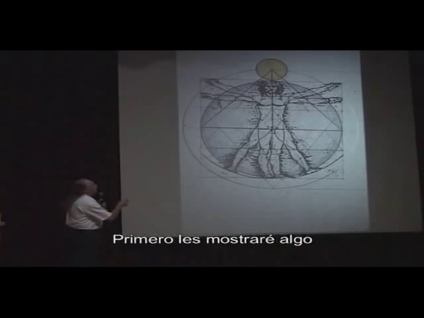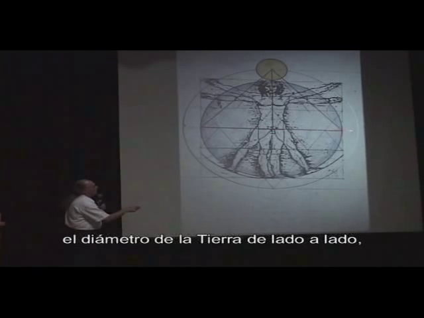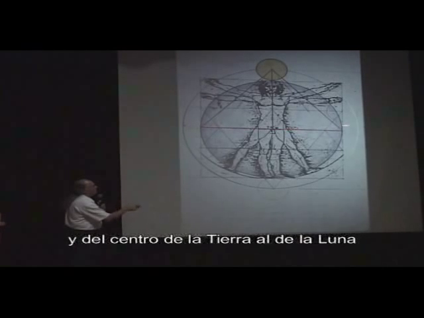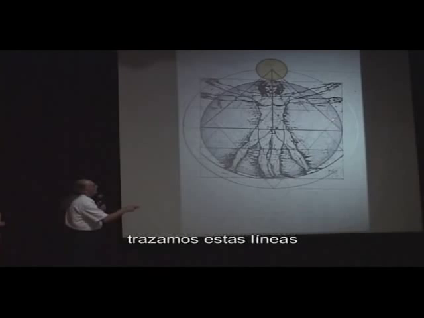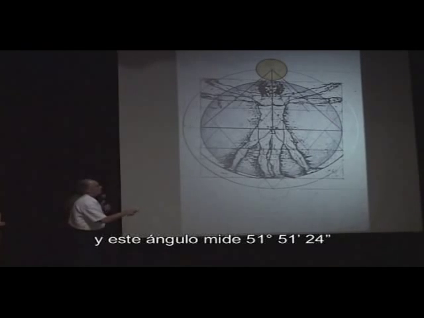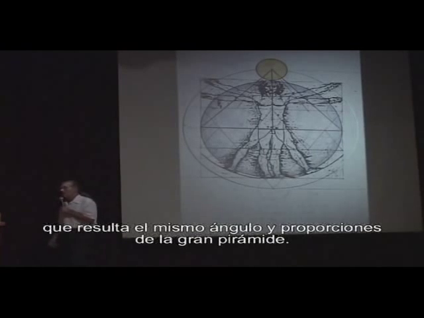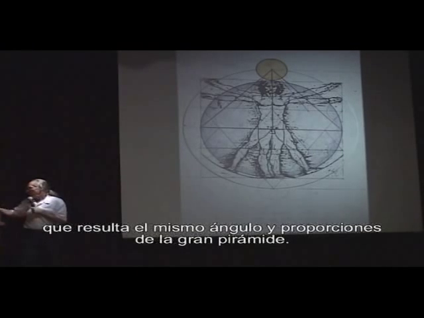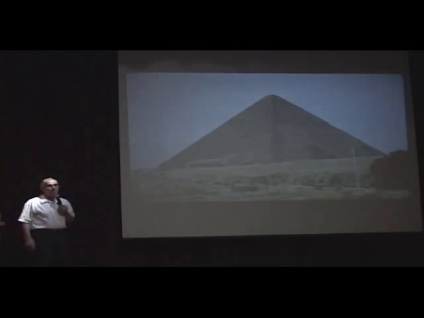One more thing I have to show you first. If you take the diameter of the Earth, from the edge of the Earth to the edge of the Earth, and from the center of the Earth to the center of the Moon, and then you draw these lines right here, this angle is 51 degrees, 51 minutes, 24 seconds, which happens to be the exact angle and precise proportions of the Great Pyramid.